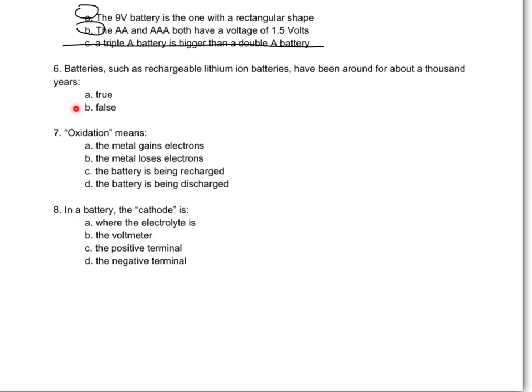7, oxidation. So oxidation, again, use the memory device, oil rig. Okay, it's an expression like SOHCAHTOA or PEMDAS. Please excuse my dear Aunt Sally, right, for remembering order of operations. Oxidation is loss. Reduction is gain of electrons. So, oxidation means loss of electrons.